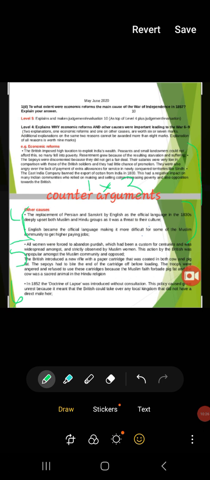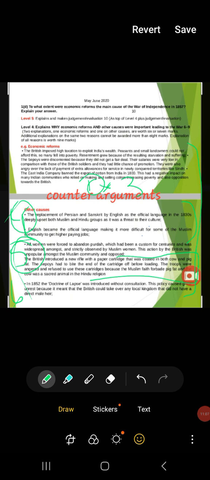But in total there are actually 4 arguments. Economic is the first argument, second is this social language issue, third one is the society, introducing our social reforms, abolishing parda and sati, and this one, and the rifle one. This is another argument given in the social reform, introducing of grease cartridge, that is against their religious practice, and the doctrine of lapse as another argument.